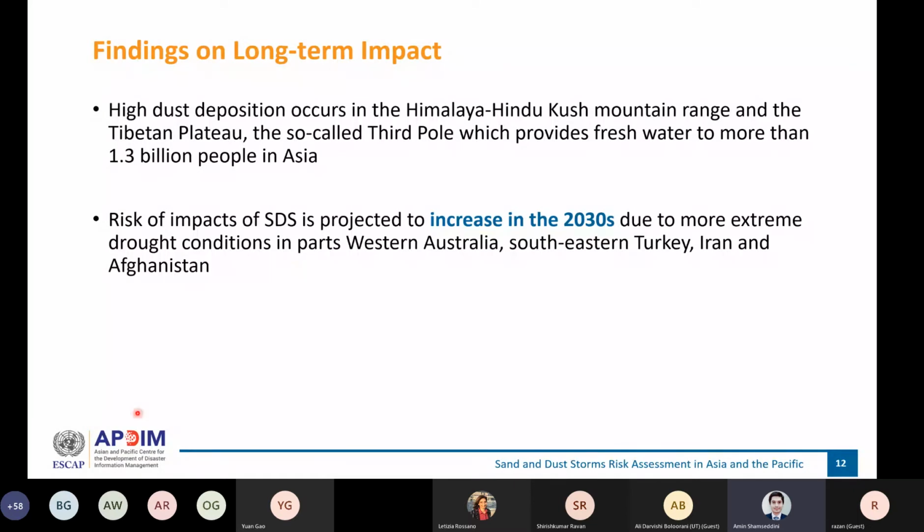We also have a look at the projection of sand and dust storms in the region, and we expect to have increased sand and dust storms due to extreme drought conditions in parts of Western Australia, southeastern Turkey, Iran, and Afghanistan.